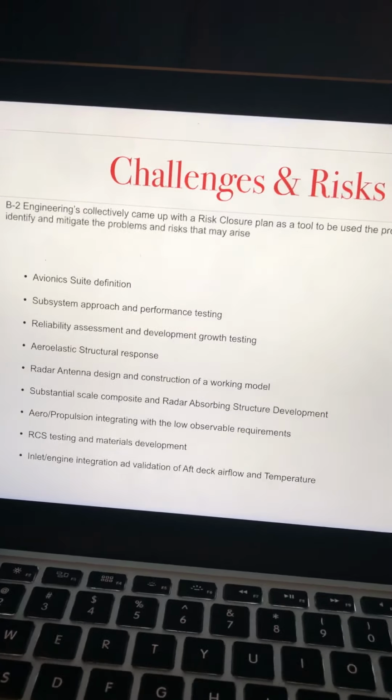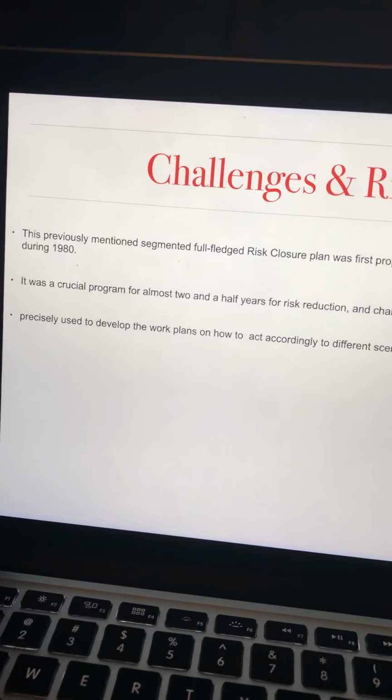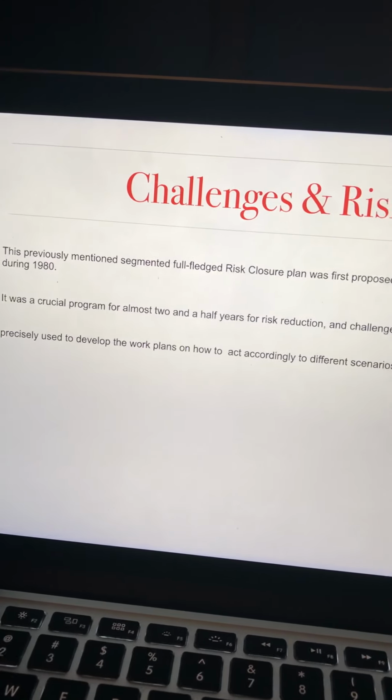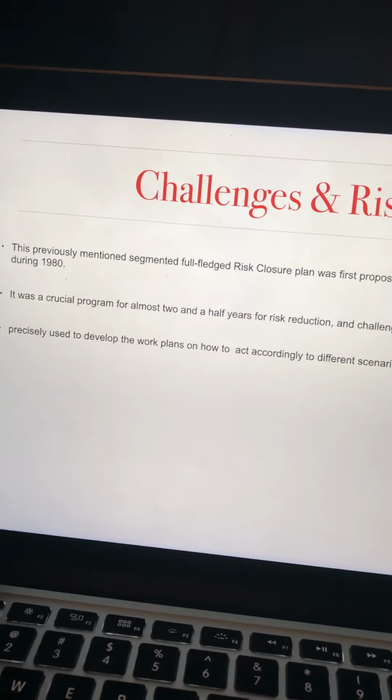So the risk closure plan that I just mentioned was first proposed by Northrop, the B2 program manager, in the 1980s. It must be said that it was a crucial program for almost 2.5 years of risk reduction and challenges that came with it, and it was precisely used to develop the work plans on how to act according to different scenarios such as the weather, temperature, the climate control shelters, or any further research that needed to be done to maintain the stealth factor.